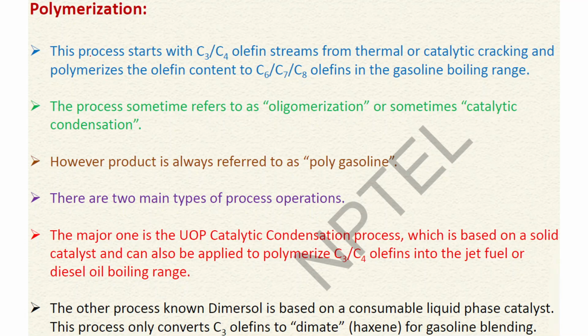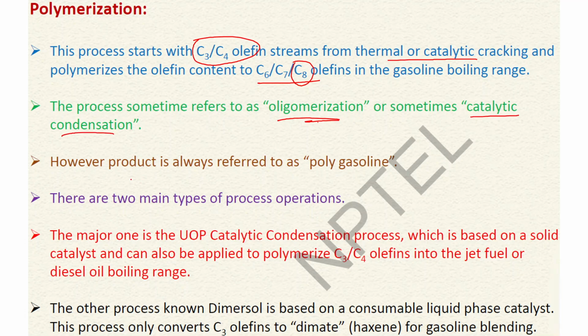Coming on to another procedure, which is polymerization. This process starts with the C3 and C4 olefinic streams, which we get from thermal or catalytic cracking, and polymerizes them to form C6, C7, or C8 olefins in the gasoline boiling range. The process is basically called oligomerization rather than polymerization. Why? Because oligomerization is the forming of units up to C8.